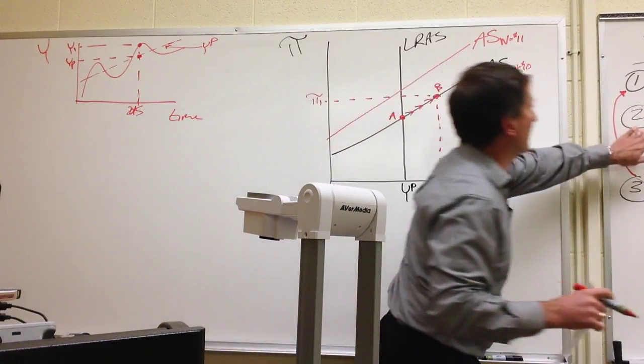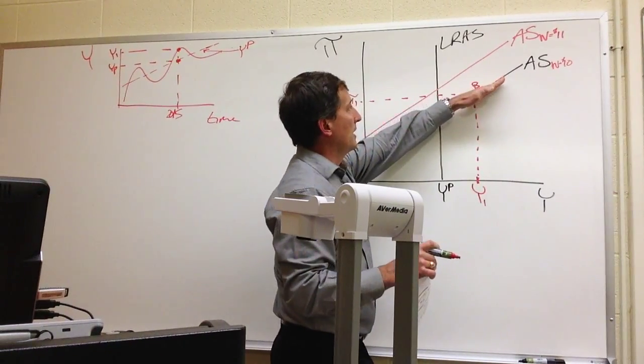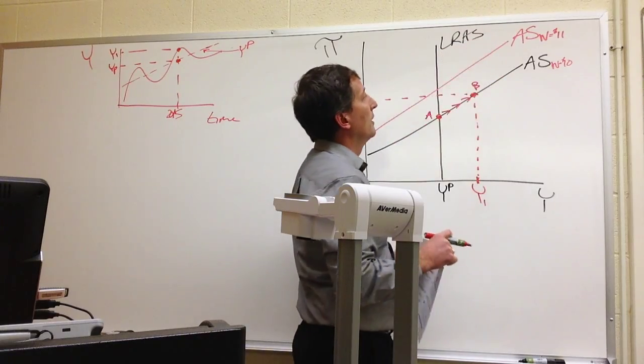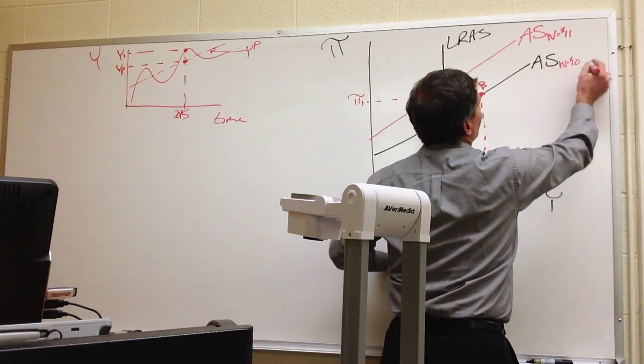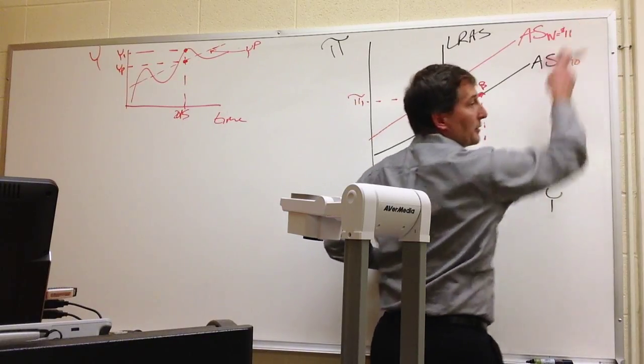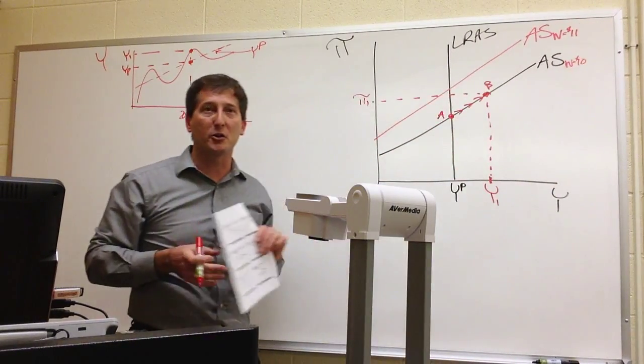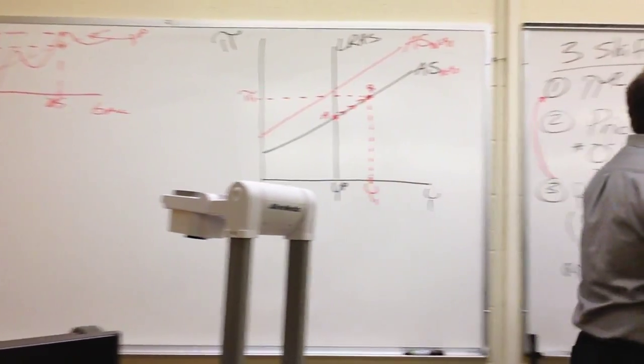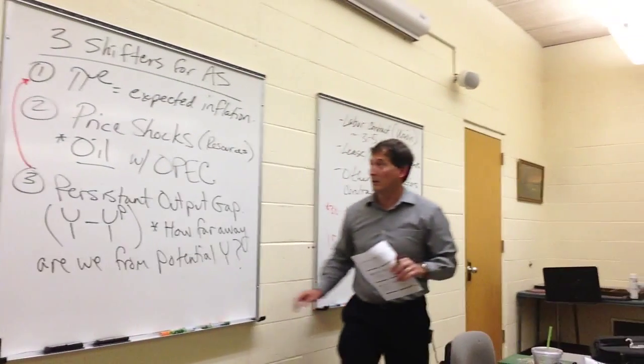Whereas the price shock is just, OPEC raises oil prices, boom, oil prices go up. So we could have oil equal to $100 a barrel, oil equal to $120 a barrel. Okay, any other comments there?